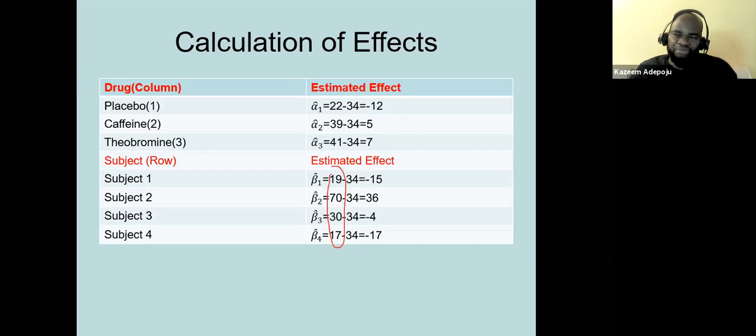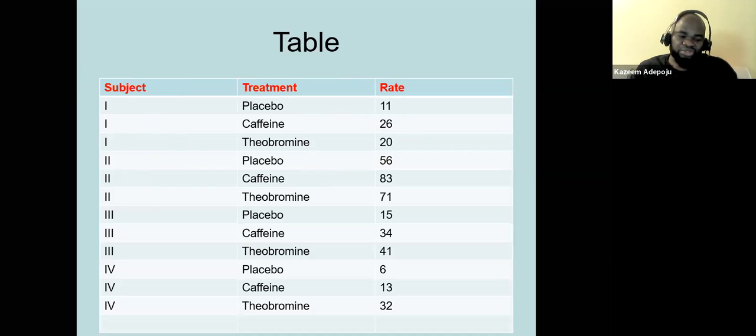How am I going to get the mean associated with subject 1? What I'm going to do is go back to subject 1. Look at that, that is subject 1. I'm actually going to add 11 to 26 to 20.